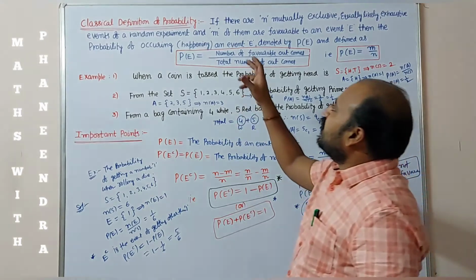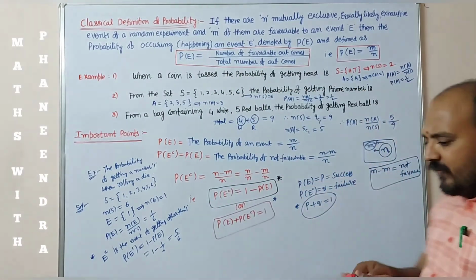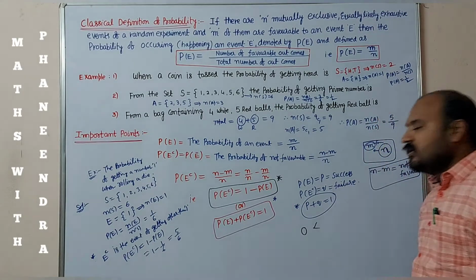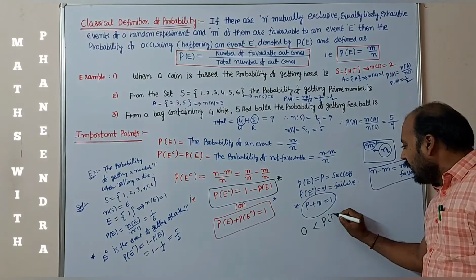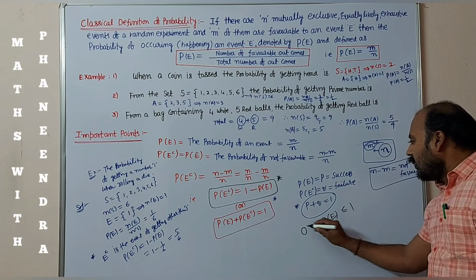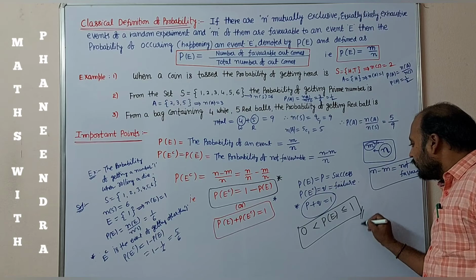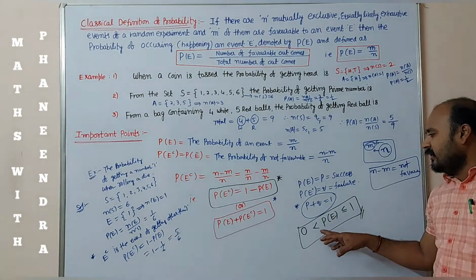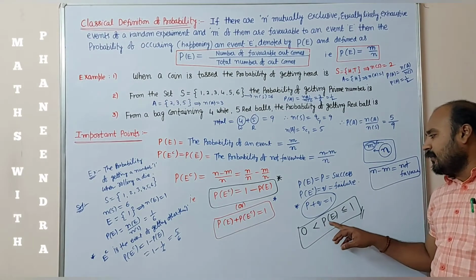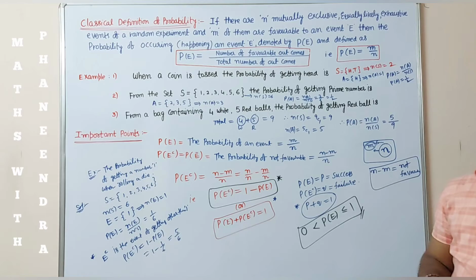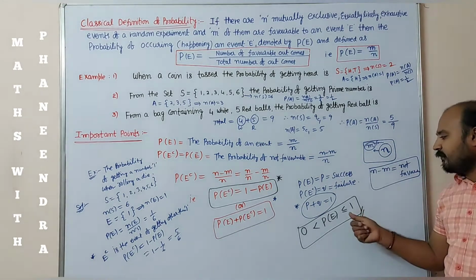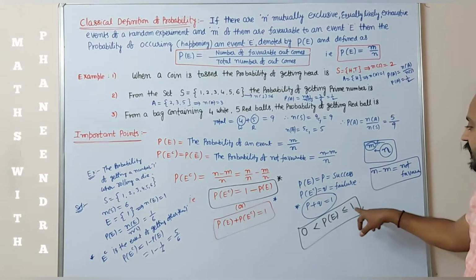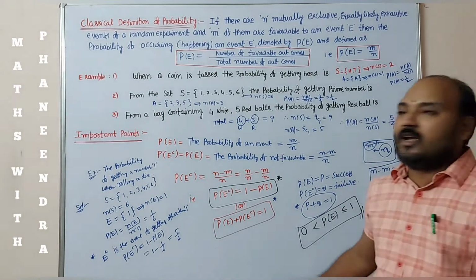And any probability always lies between 0 and 1. So the probability of an event: 0 is less than or equal to P of E, which is less than or equal to 1. This is a very important result, dear students. Every probability of an event always lies between 0 and 1, so the maximum of the probability is 1. It should be less than or equal to 1. Keep that in mind, dear students.